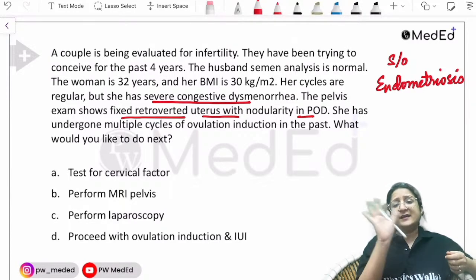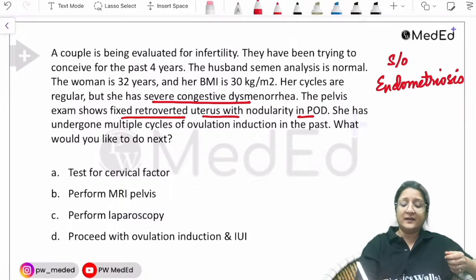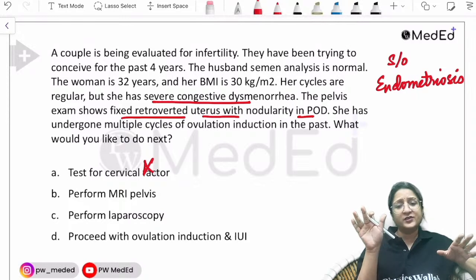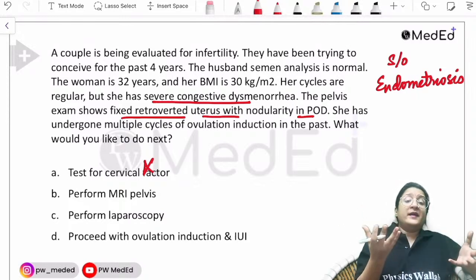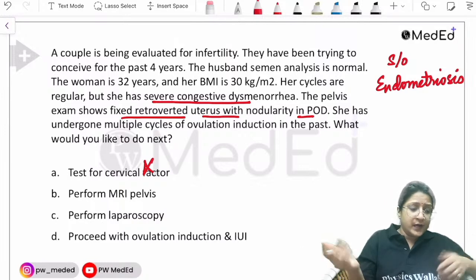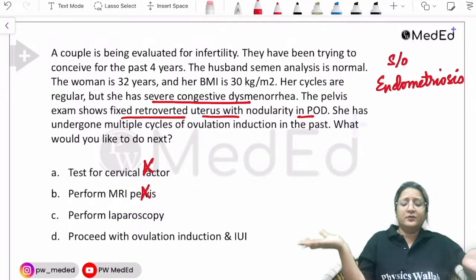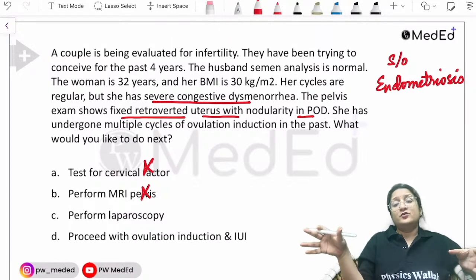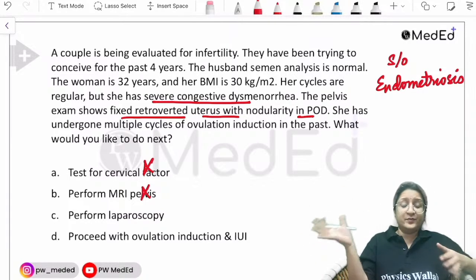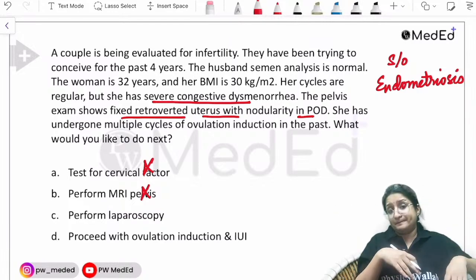Test for cervical factor: in clinical practice nowadays, we're not doing cervical factor testing anymore. This is out. I don't think this will be an answer anywhere in your question. Perform MRI pelvis: do you confirm endometriosis on MRI? You don't. It is going to give you no specific information. Now, the option is to perform a laparoscopy and confirm endometriosis. The other option is to delay laparoscopy and proceed with ovulation induction and IUI.